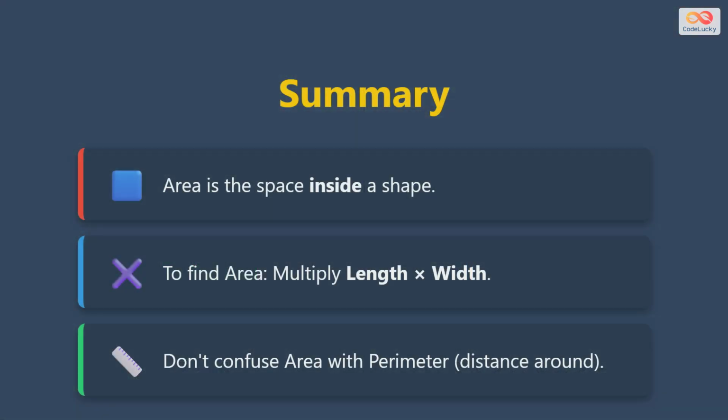To summarize, area is the space inside a shape. To find the area of a rectangle, multiply the length by the width. And finally, remember that area is different from perimeter.